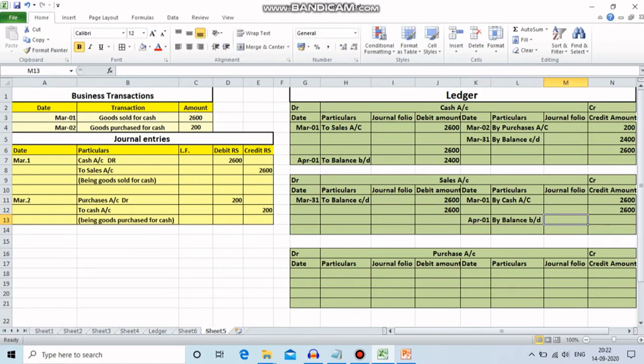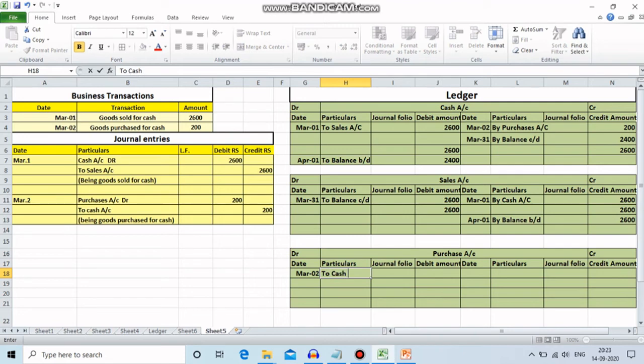Like sales and cash, we will prepare the ledger for purchase account. First, we will see where the purchase account is appearing in the journal entries. Here in the second journal, it is appearing and it is associated with cash account. Here, cash is credited in the journal entry. As per the rule, cash will be debited in the ledger. The transaction date is March 2nd.